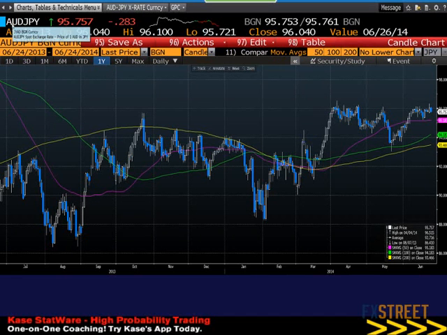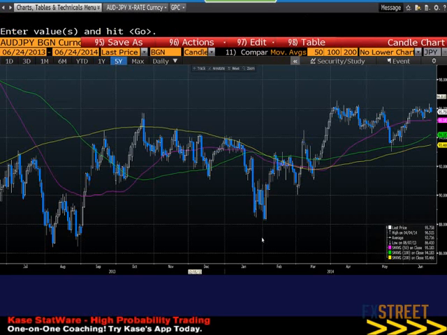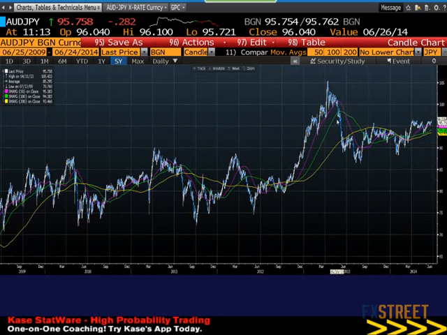And Aussie yen took a tumble this morning as we try to get back above those annual highs. The highs of the last 12 months come at 96.515, which is a high from the 4th of April. If I just stretch out this chart a little bit, you can see quite a significant level. If we can get above here, then it could potentially take us back to 100.